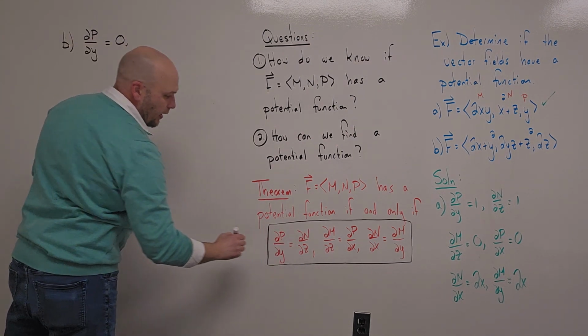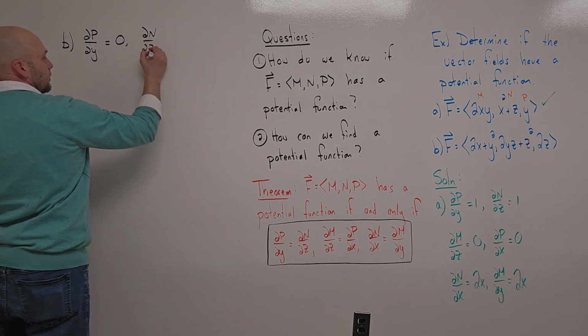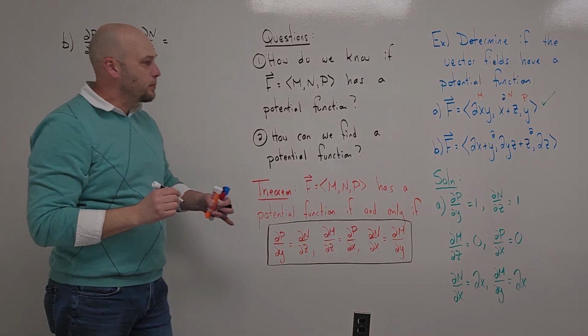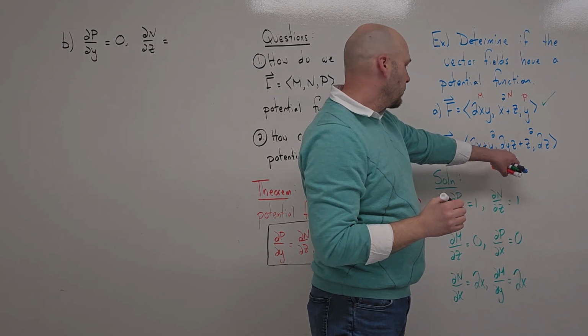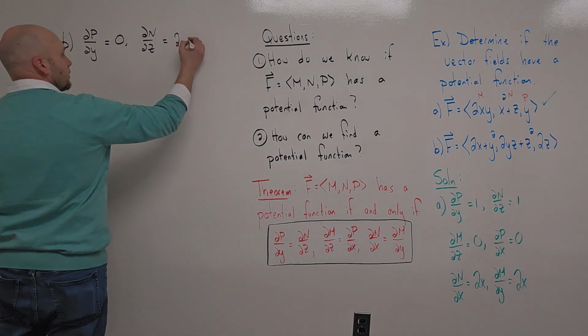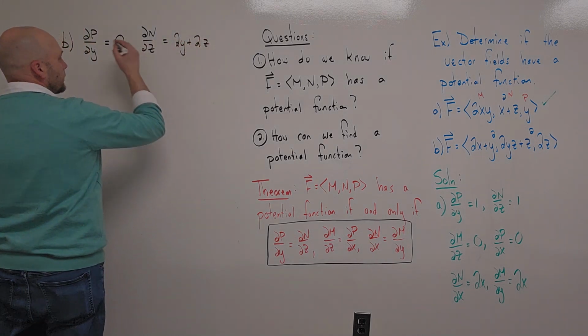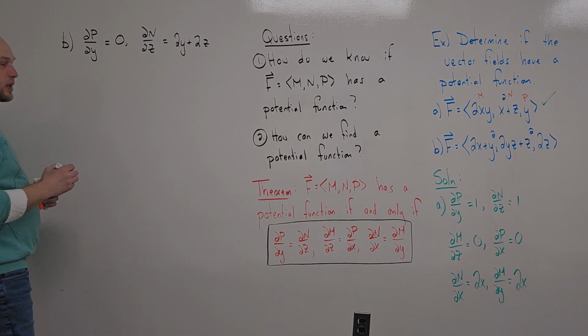And then the partial of N with respect to z, so dN/dz. N is the middle component. The partial derivative of this with respect to z would be 2y plus 2z. And those two are not equal to each other. So therefore, this does not have a potential function.